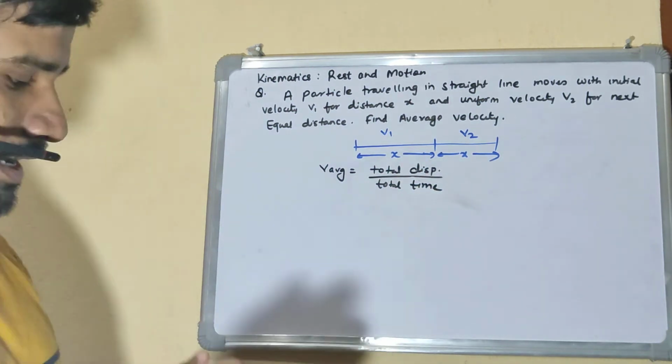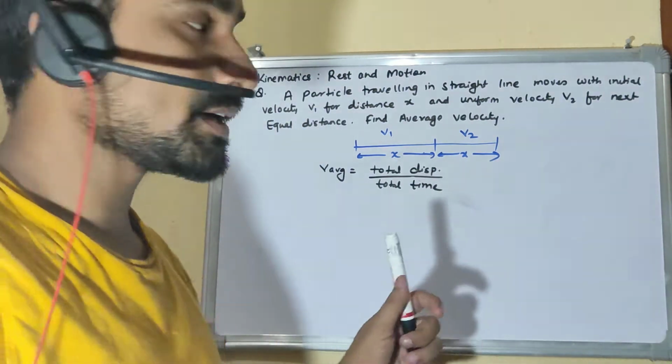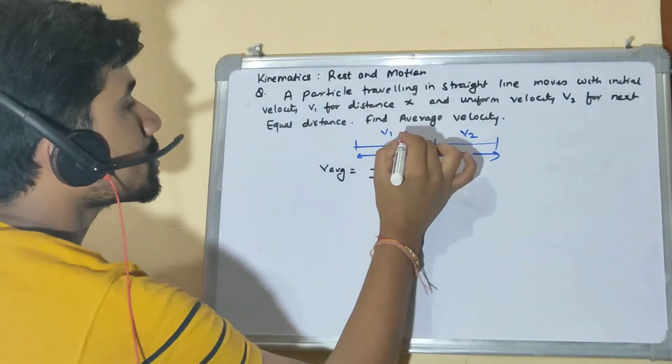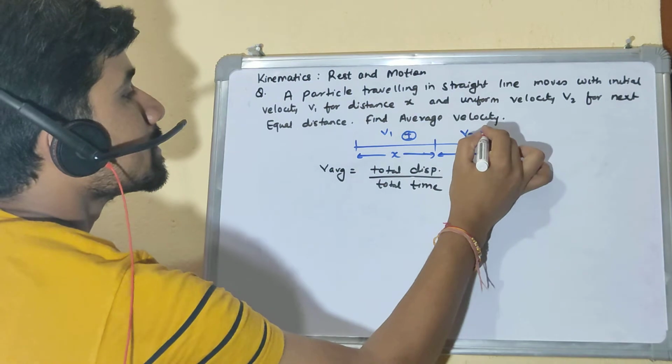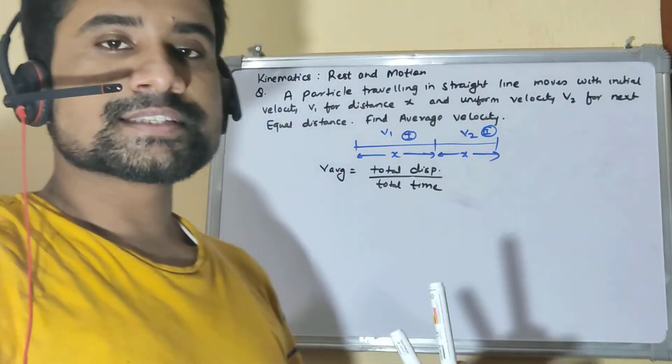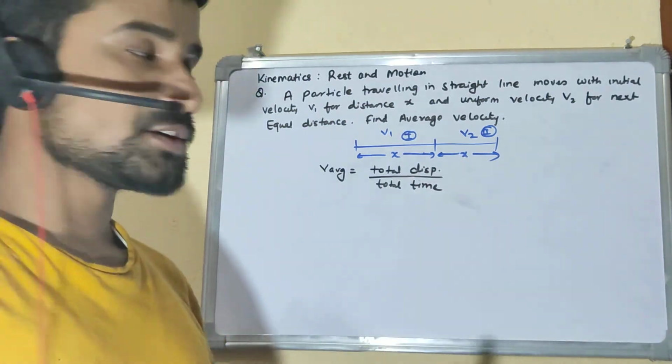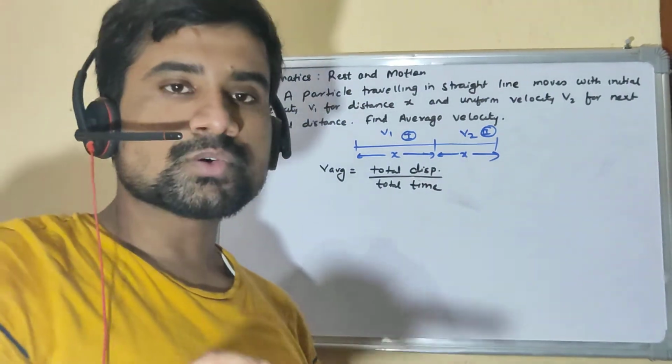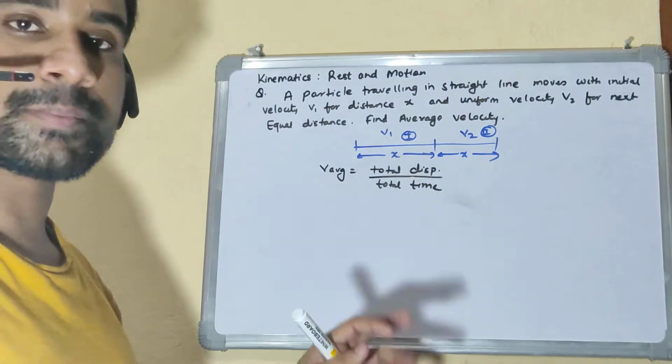Now you see, again there are two parts of this motion. This is the first part and this is the second part. If I talk about total distance, this is nothing but x plus x, which is 2x. What about total time? Time will be different in both the parts.